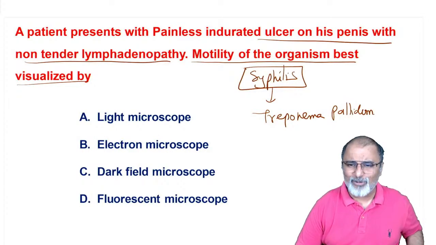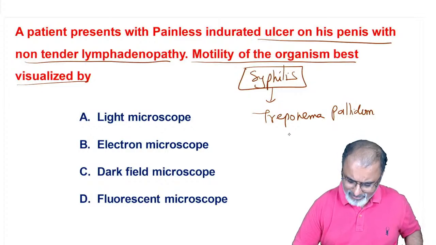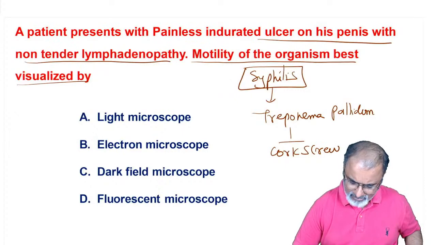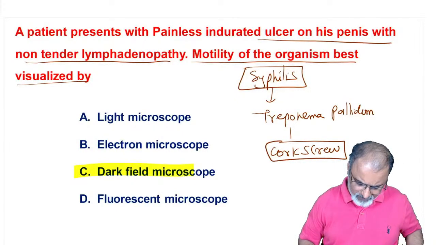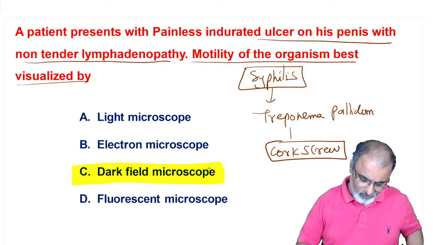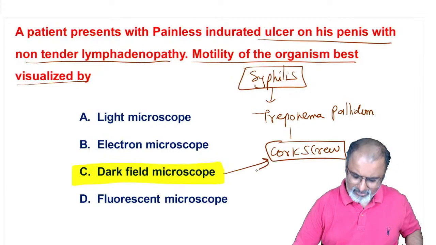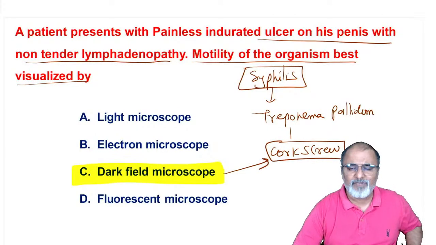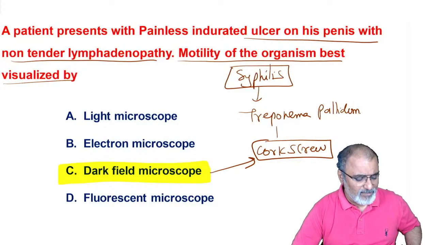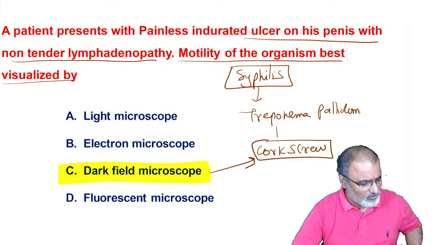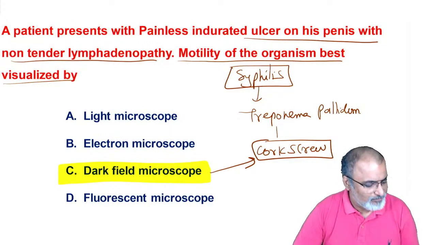How to demonstrate the motility? It exhibits a motility called corkscrew motility. We can demonstrate the motility of the spirochetes with a dark field microscope. We can demonstrate the corkscrew motility of Treponema pallidum. So first you need to identify it's a case of syphilis, second Treponema pallidum, third corkscrew motility. Very good, Swaraj, Ritesh, Nagri.